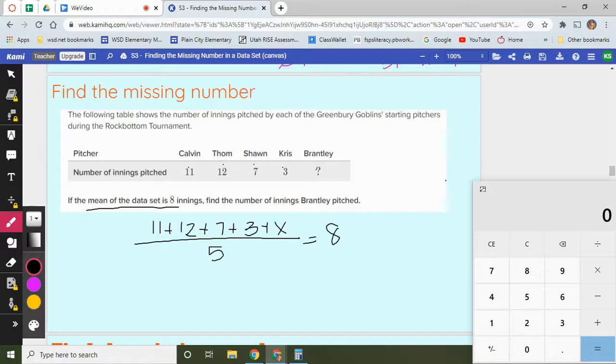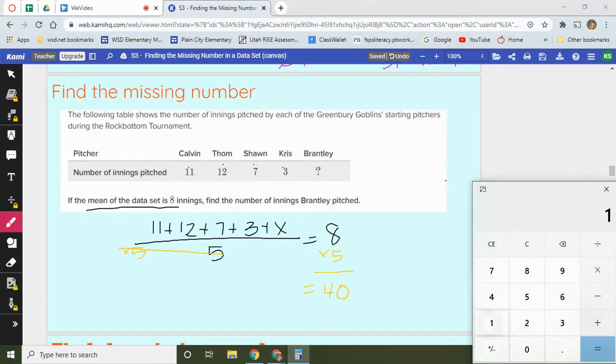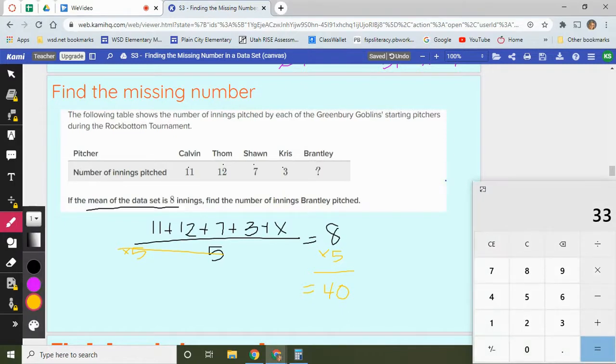Now we solve it. So, right, get rid of a divide by 5 by timesing by 5. 8 times 5 I know is 40. Okay, add them up. 11 plus 12 plus 7 plus 3, 33. Plus I still have that x.